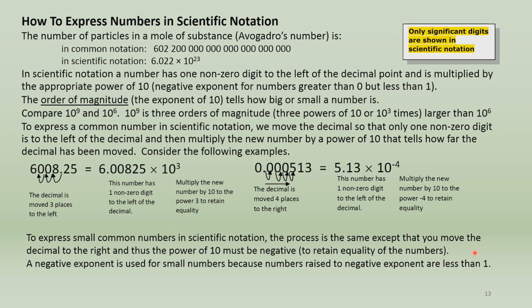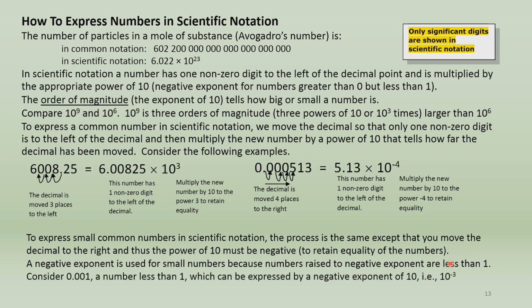Now the reason I'm stressing this is because I have seen cases where students simply memorize a process, but when we go from scientific notation back to common notation, that process gets reversed and it's easy to get confused. But if we remember the magnitude of the numbers, it helps us here. So let's think of this. If we had 0.001, it's a number less than 1. It can be expressed by a negative exponent, 10 to the minus 3. Does that help? A number less than 1 will be expressed as an exponent that is negative.